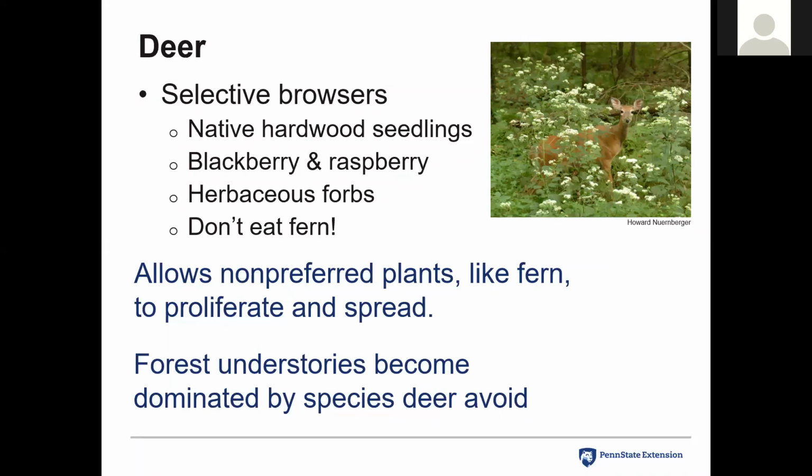And I define deer impact in forest, let's describe it with high deer impact. So that is when deer are reducing seedling numbers, they're shifting seedling species composition to those that they don't prefer, and they're reducing seedling height growth. So in an area with high deer impact, seedling numbers will be reduced, seedling height growth will be reduced, and the understory will be dominated by species that deer avoid or that they don't eat. So that's how we define deer impact, particularly as it relates to hardwood regeneration.